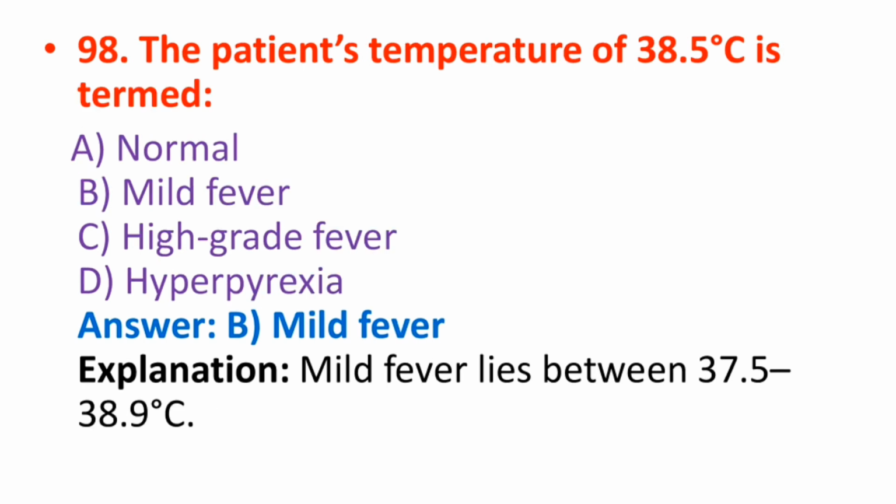The patient's temperature of 38.5 degrees Celsius is termed option A, normal, option B, mild fever, option C, high grade fever, option D, hyperpyrexia. Option B, mild fever. Mild fever lies between 37.5 and 38.9 degrees Celsius. The patient temperature of 38.5 degrees Celsius is termed mild fever.